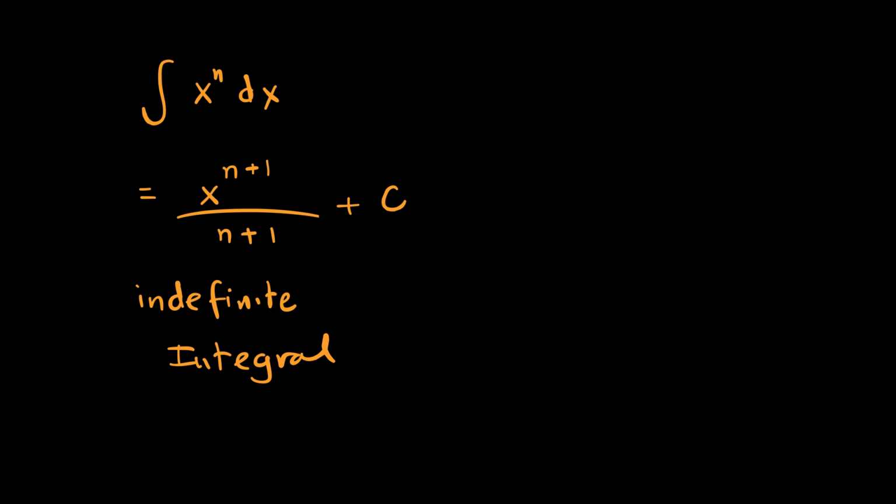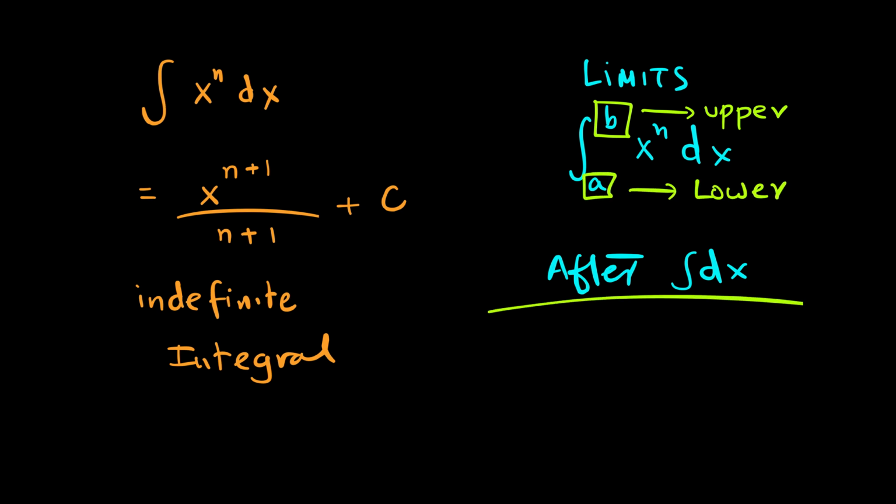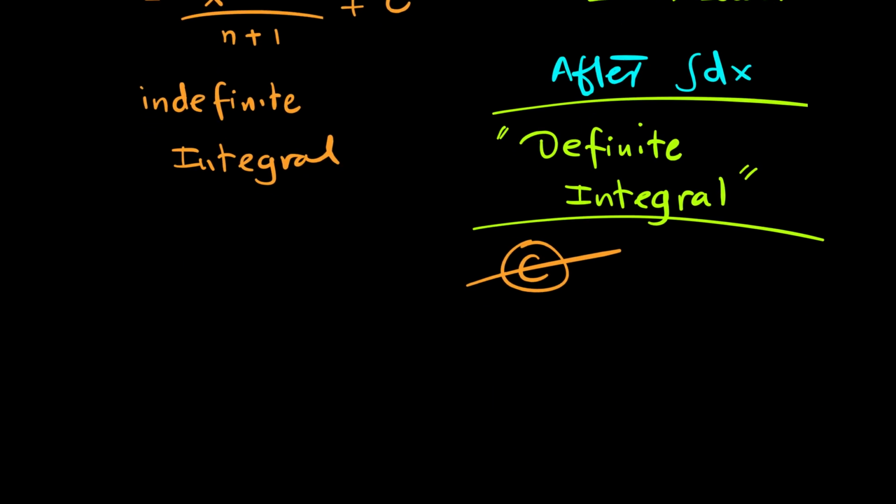But when we have limits such as a and b, what happens is that after integration, the limits are plugged in. This is the upper limit. This is plugged in first. This is the lower limit. This is plugged in later, and there is a negative sign in between. And what we get is the evaluation of this integral, and this is known as definite integral. In definite integral, the c cancels off. The constant of integration disappears.